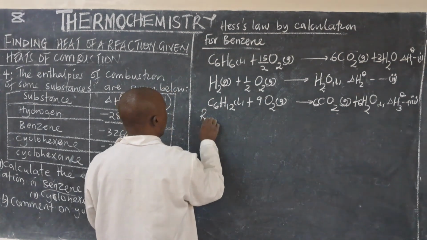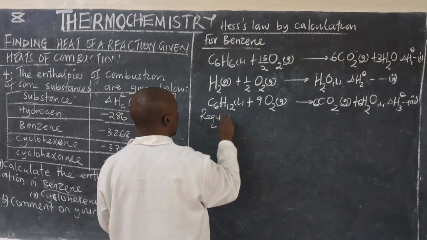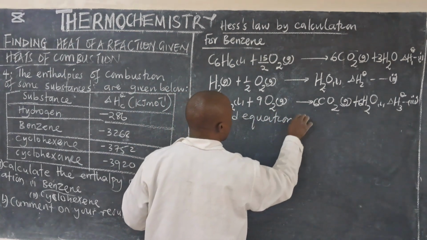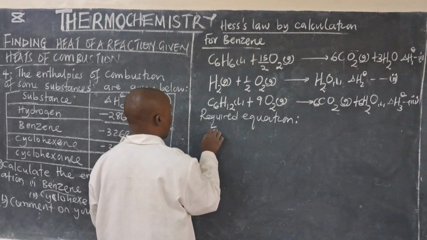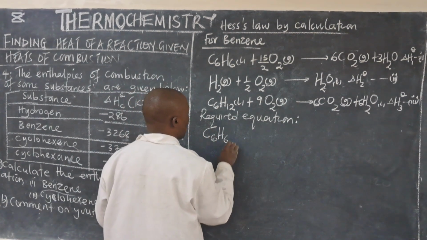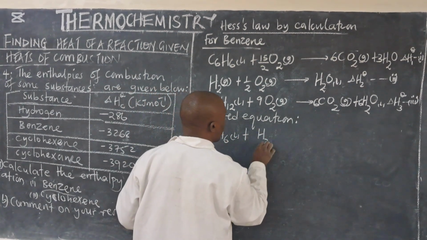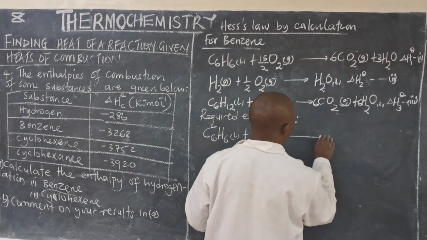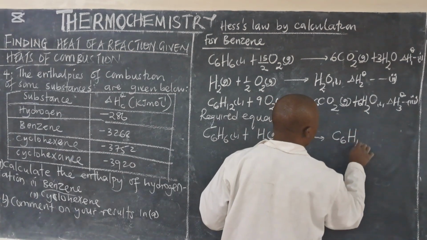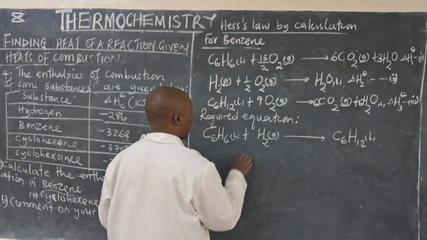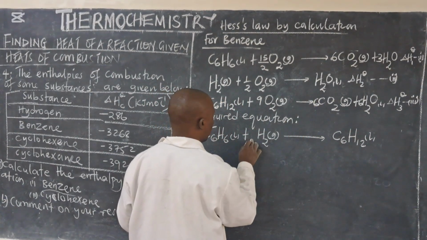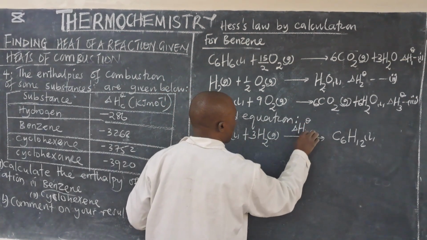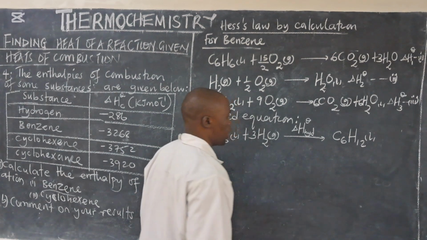So required equation. Of course, these are given equations. Required equation. So I want hydrogenation of benzene. So benzene plus hydrogen gives us cyclohexane, liquid here. So put here, that is balance the equation by 3. So I want this standard enthalpy value for hydrogenation of benzene there.